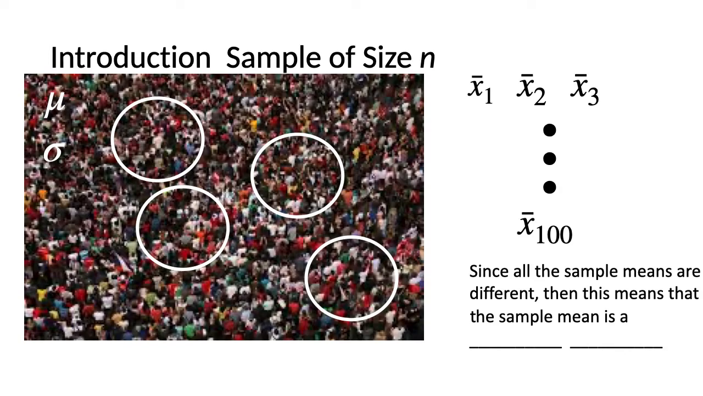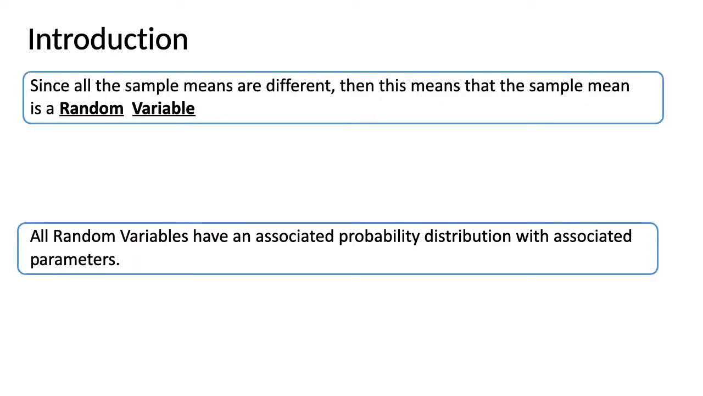Can you take a moment and think about that? If you had to come up with an answer and say this was a 100-point answer, extra credit, what would you say? We have 100 different x bars, 100 different numerical values for these x bars. Well, that means that x bar is a random variable. Since all of these are different, x bar now is a random variable.